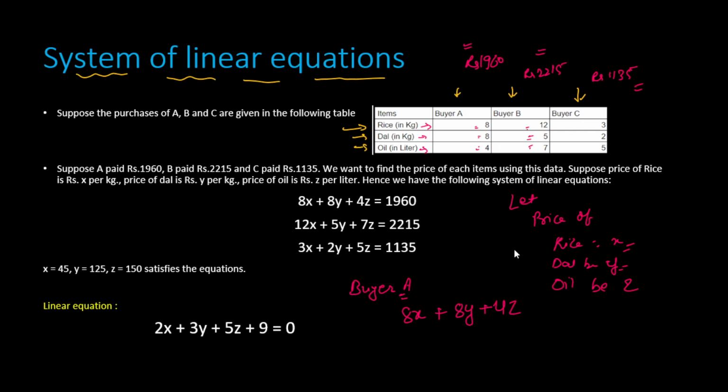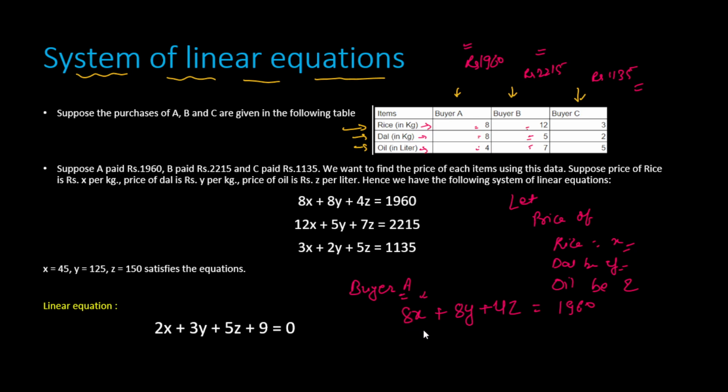Okay, and he paid a total bill of 1960. So for the cost of x rupees per kg, he bought 8x. For dal he bought 8y, and for oil he bought 4z, and he paid a total cost of 1960. Okay, same.